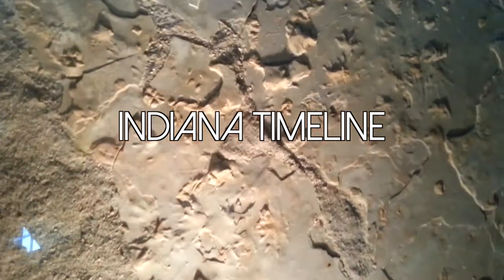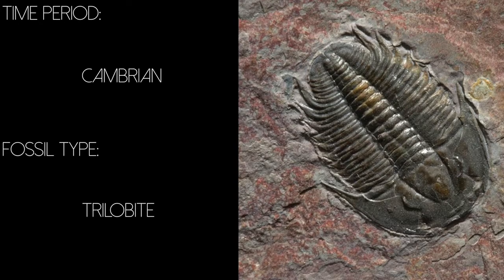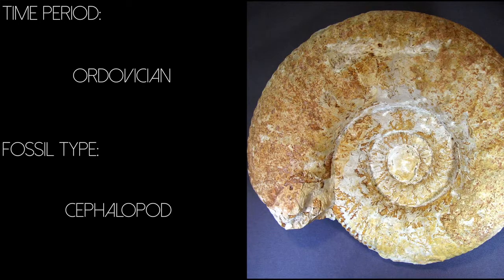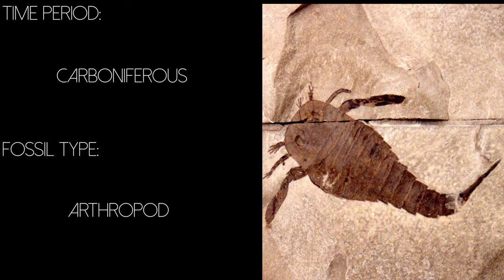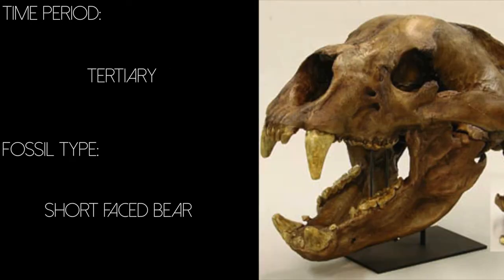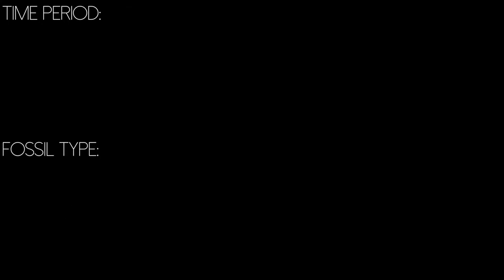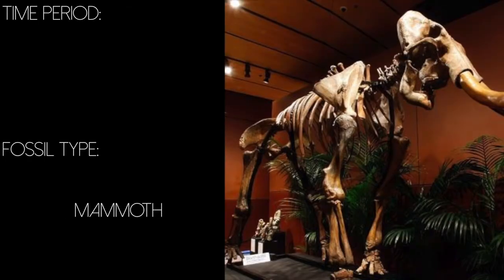So now for a specific timeline, starting with the Cambrian, one of the main types of organisms was the trilobites. Going into the Ordovician period, one of the main types of organisms was cephalopods. Now in the Devonian period, a new emergence was brachiopods. In the Carboniferous period, there was an arrival of arthropods, and in the Tertiary time period, there were fossils of the short-faced bear found. Finally, in the Quaternary, we find the mammoth and the mastodon.